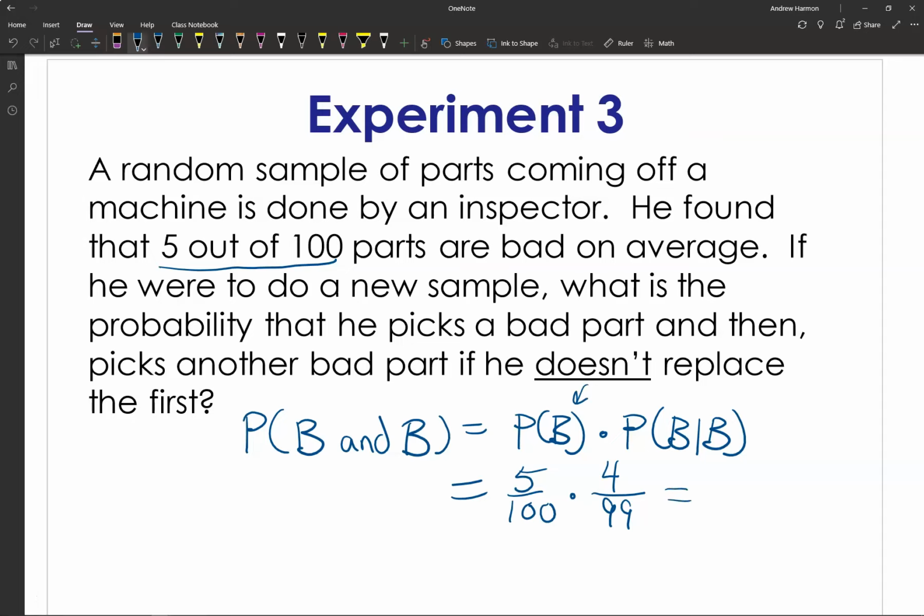Now we simplify that, and that's going to be 20 over 9,900. That simplifies to 1 over 495, which equals about 0.002. So about 0.2% is the probability of getting a bad part and then getting another bad part. Again, all we did here was take the two individual probabilities and multiply them because it was one event happening after the other. Let's look at now the difference between this independent and dependent thing.